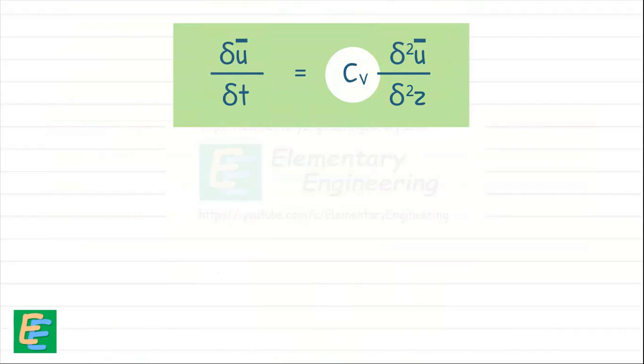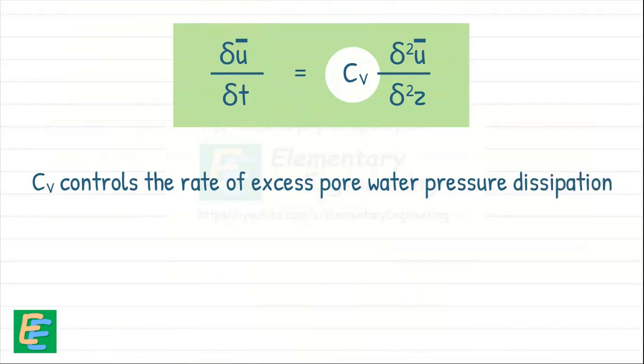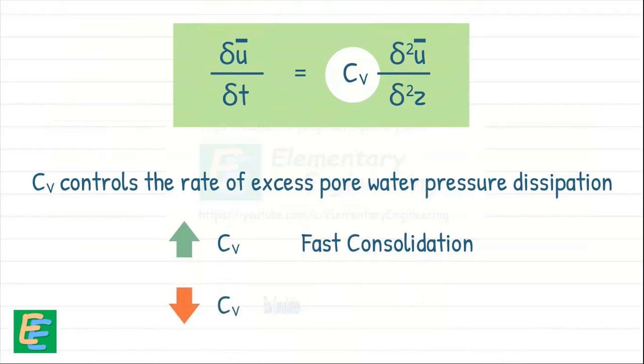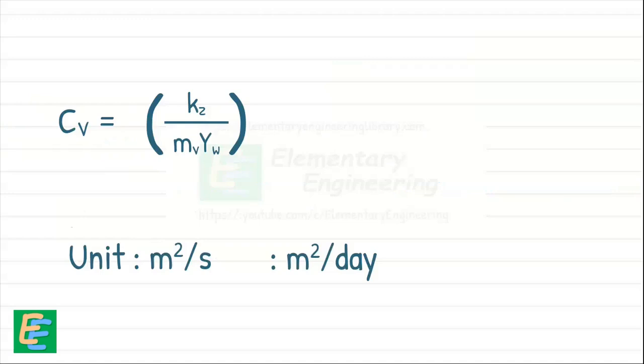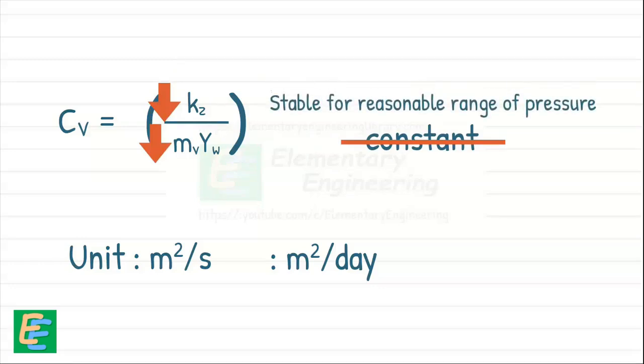The coefficient of consolidation, CV, controls the rate at which the excess pore water pressure dissipates. A higher CV means faster consolidation, while a lower CV means slower consolidation. The units of coefficient of consolidation are meter square per second or meter square per day. CV is not a constant, but while both permeability and coefficient of volume compressibility tend to decrease as soil compresses, their combined effect on the coefficient of consolidation often results in relatively stable values across a reasonable range of pressures.